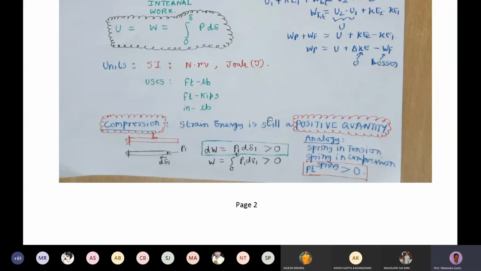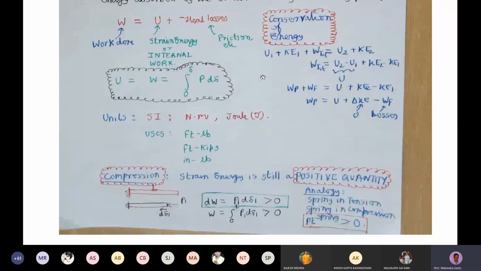So the analogy is that, as I said, it is related to the spring. Okay, so you can imagine this to be a spring. So whether you apply a tensile load to a spring, the energy stored will be positive, or if you apply a compression load also, the potential energy stored in the spring is positive. So this is regarding the strain energy term. So this is very simple because we are having a prismatic bar where we can use all these.